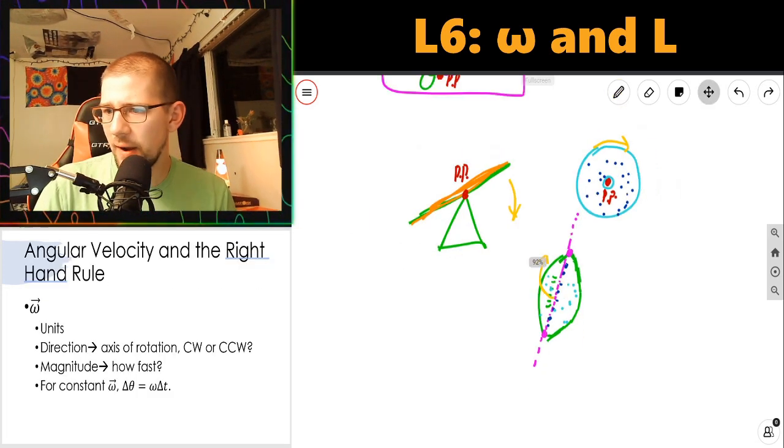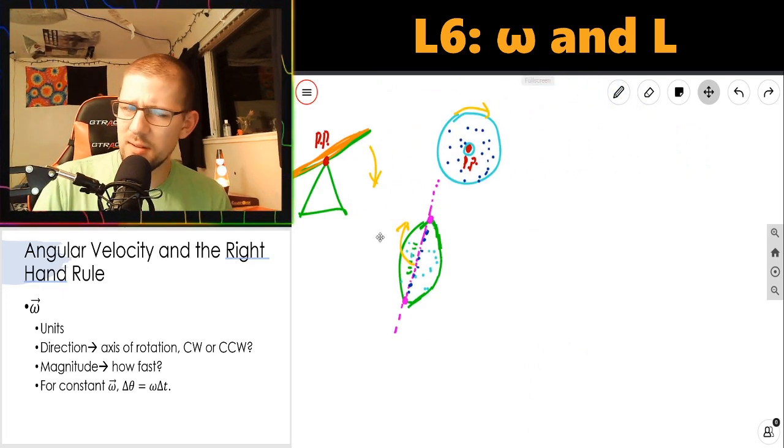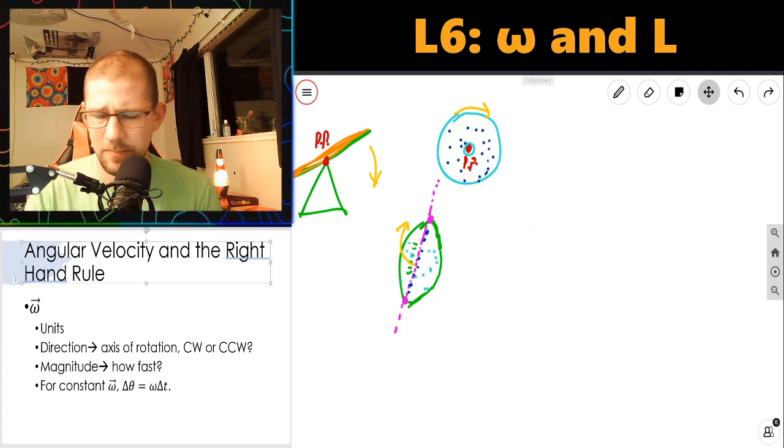All right, now we're finally there. We can talk about angular velocity. So on the way to talking about angular velocity, we're also going to have to discuss the right-hand rule, which is a sign convention that we make in physics to talk about whether things are rotating clockwise or counterclockwise.